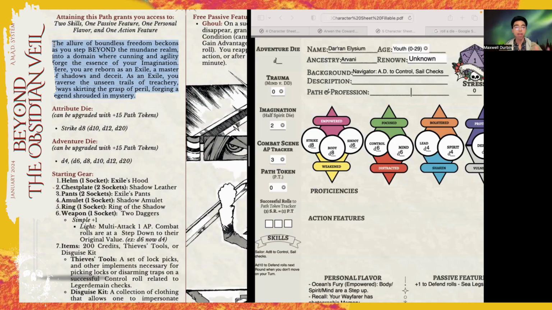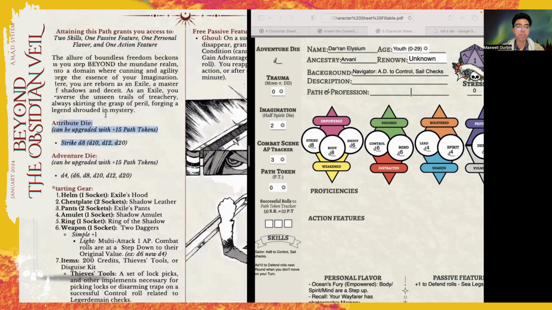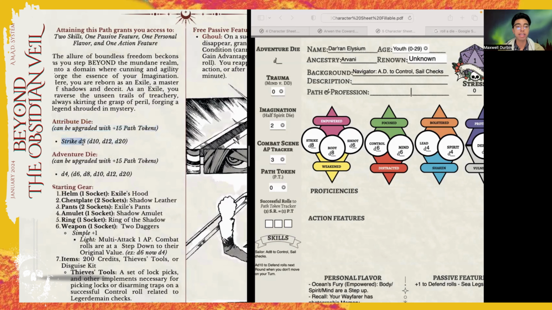So the allure of boundless freedom beckons as you step beyond the mundane realm, into a domain where cunning and agility forge the essence of your imagination. Here you are reborn as an exile, a master of shadows and deceit. As an exile, you traverse the unseen trails of treachery, always skirting the grasp of peril, forging a legend shrouded in mystery. You'll see that within our path, we do have a path-specific attribute die.